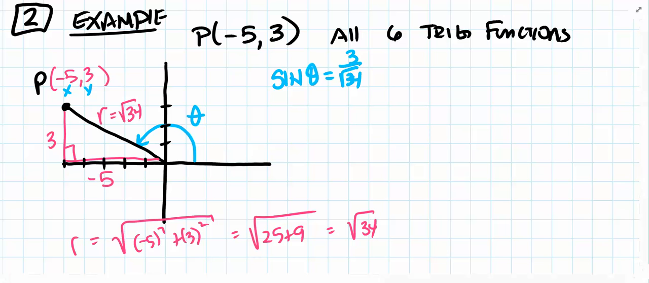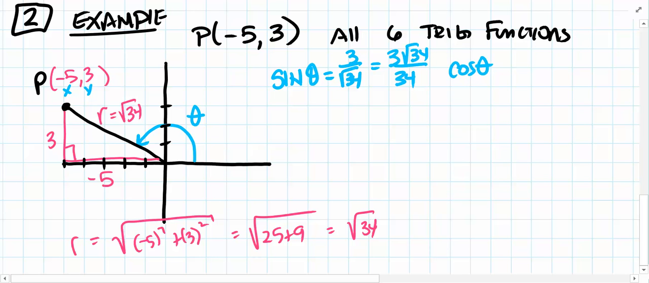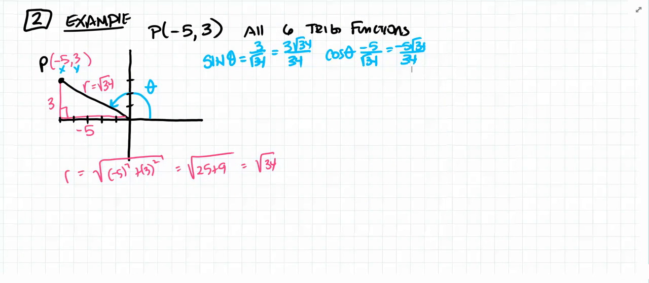Wait, are we finding the sine of the blue theta? Yeah, the blue theta. Okay. Then I get sine is equal to what? 3 rad 34 over 34. Agreed? Okay, good. Let's do the cosine. The cosine of that big angle is defined as the x term over the r term. What's the x term? -5 over the r term, rad 34, which of course is just -5 rad 34 over 34. You guys follow? Yeah. This is why we can take the trig function of any angle, right?